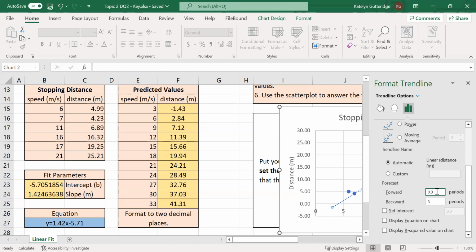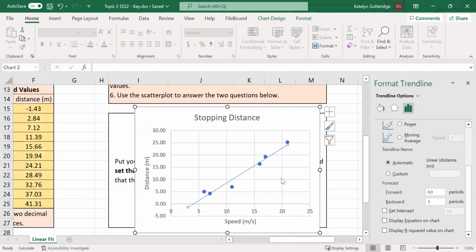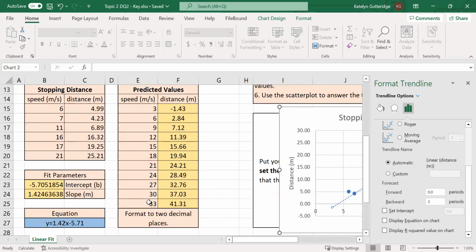Okay, so now let's do the forward. So for the forward, I'm starting at 21. My stopping distance ends at 21. So right now my endpoint's at 21. If I scroll over on my graph, you can see the end of the line on my graph is sitting at 21. We need to bump this out to 33. So we need to push it from 21 to 33. So to get from 21 to 33, we need to push it out 12 units.